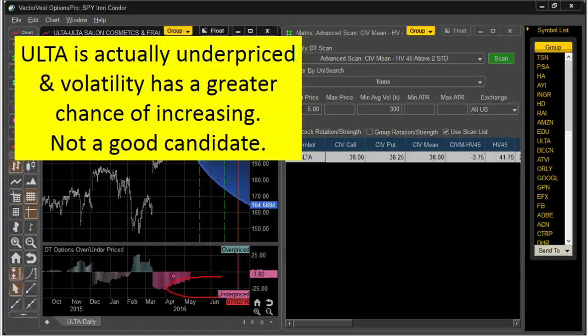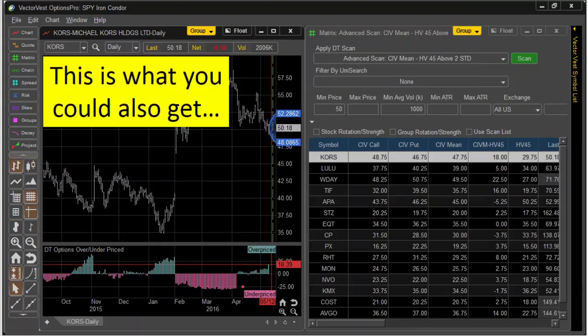Now in the mastery session on Friday, I'll show you that you can use this in conjunction with your overpriced scan, which means I can filter this list first by overpriced and then filter it again by this secondary scan. So there is a chance you'll get some underpriced options in this, but then you could also get ones like this, where options are reaching the peak level for the most part of being overpriced.